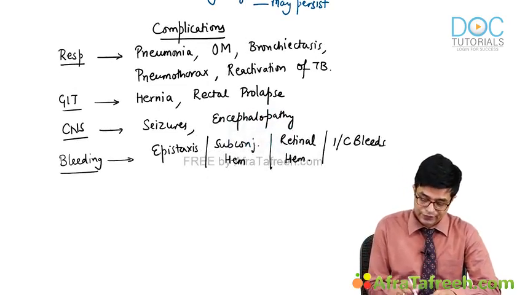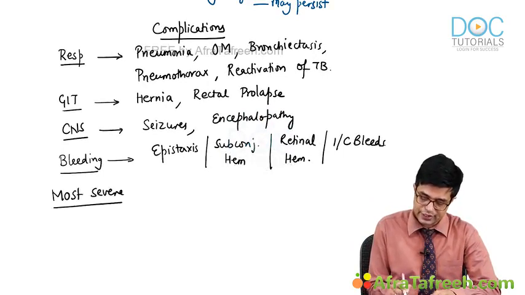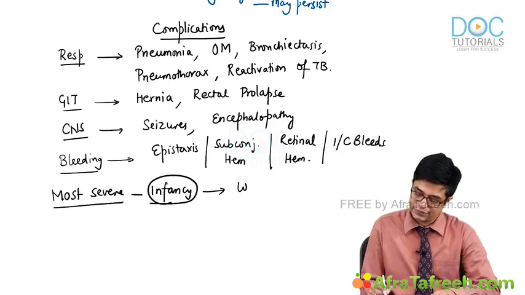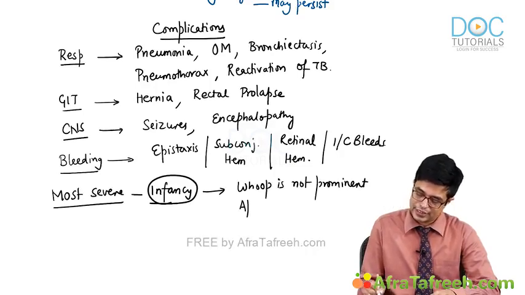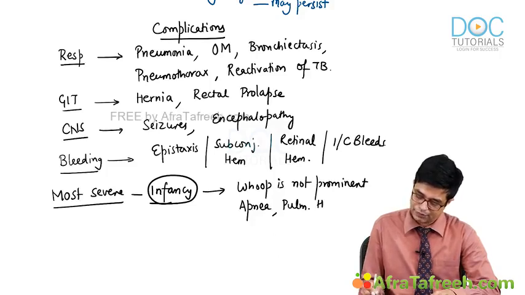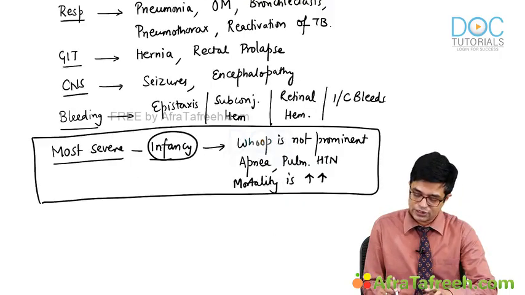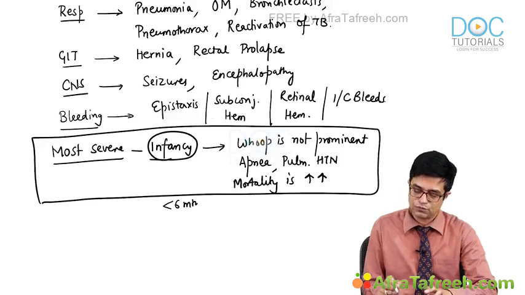And finally, remember that the disease is most severe in young infants. The disease is most severe in infancy. These are the children who do not have a whoop. Whoop is not prominent, but they have recurrent episodes of apnea as well as pulmonary hypertension, and so the mortality is high as compared to older children. Nelson says children in infancy, especially those less than 6 months, have the highest mortality rates.